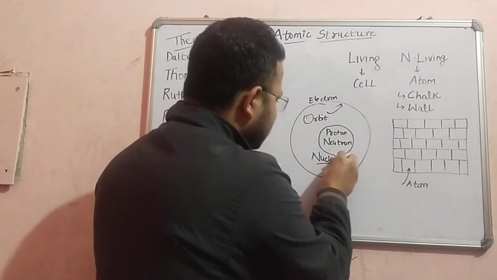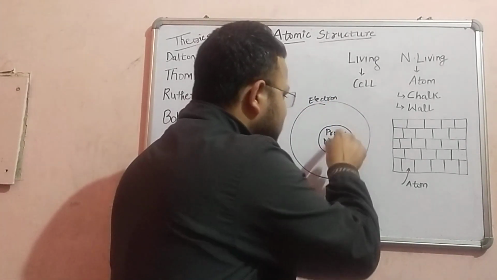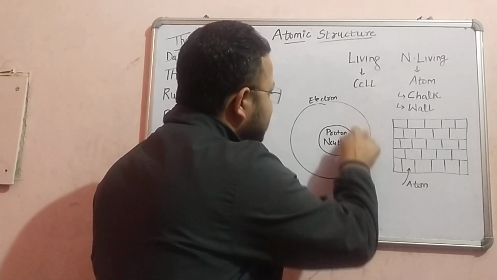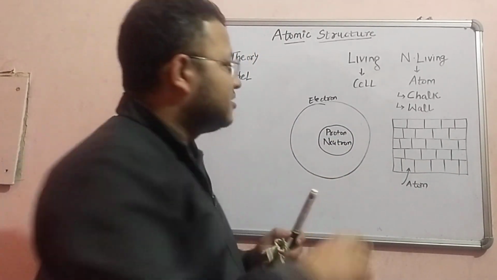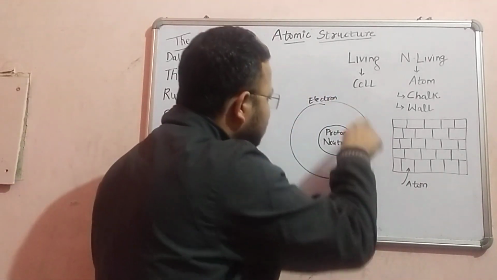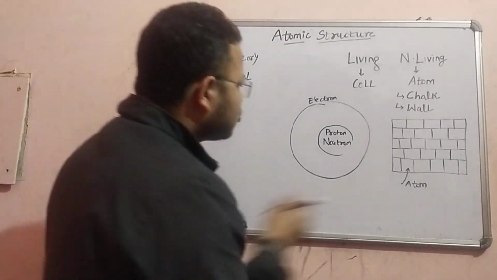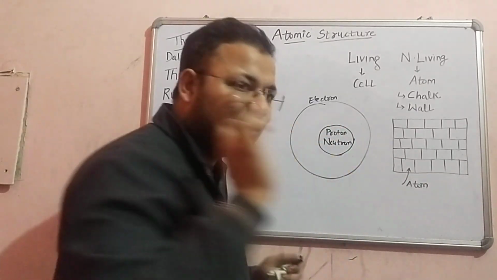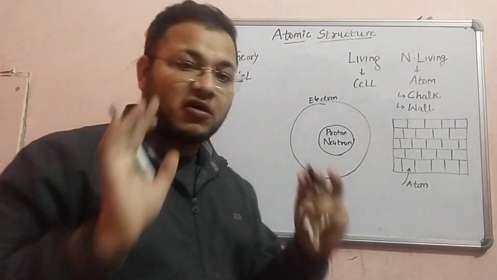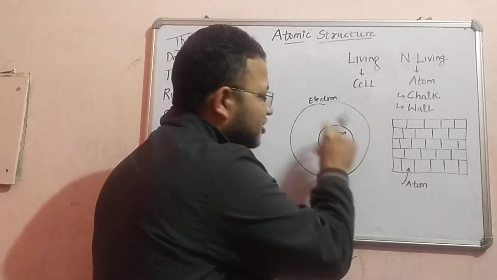Protons and neutrons make the main weight of an atom, and the remaining part is a hollow part. There is nothing there. After this hollow part comes an electron which revolves around the nucleus. So Rutherford explained that most of the atom is hollow, nothing, and that most of the weight of the atom lies inside the nucleus.